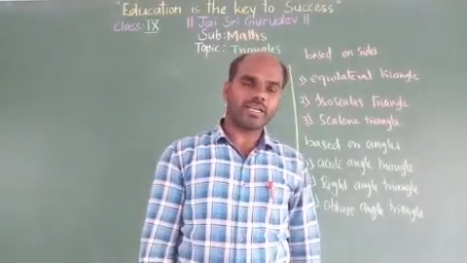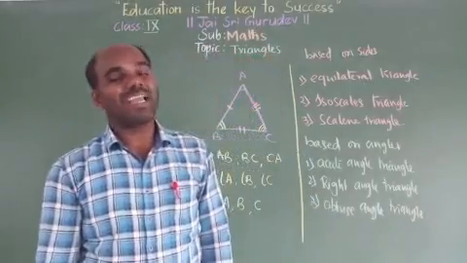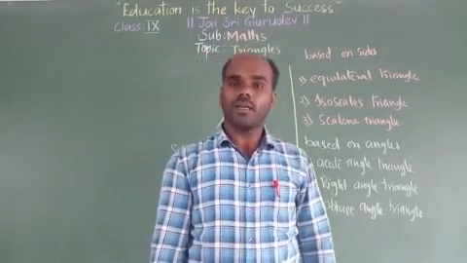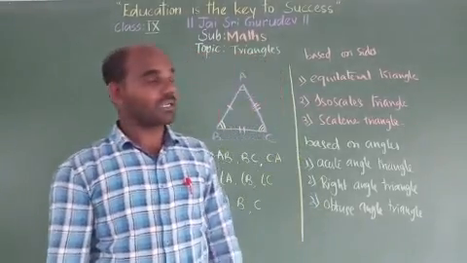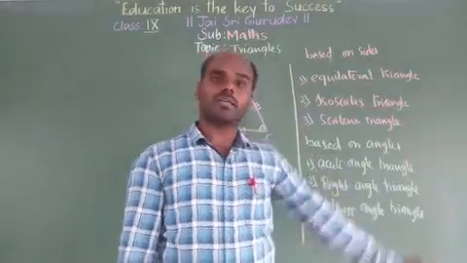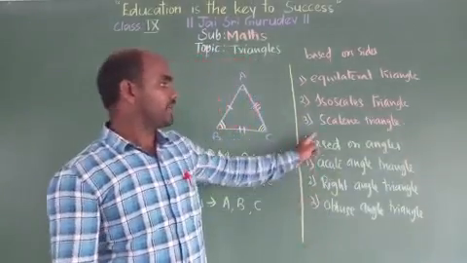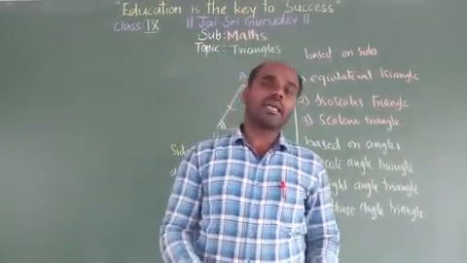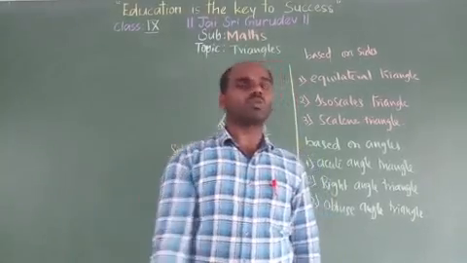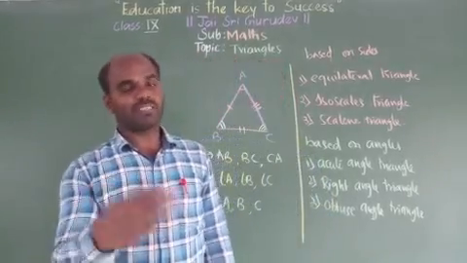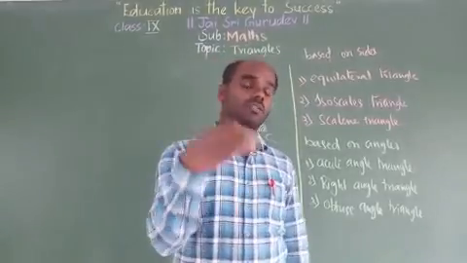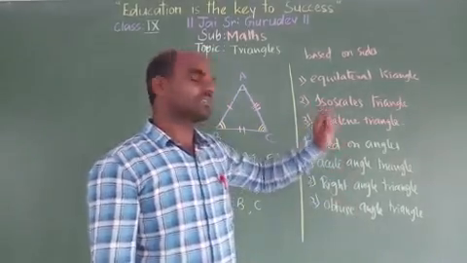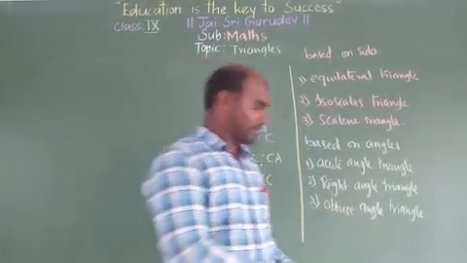Then the second one is the isosceles triangle. What do you mean by an isosceles triangle, children? In a triangle, any two sides are equal. Such a triangle is called an isosceles triangle. And third one, the scalene triangle. Scalene triangle means in a triangle, no side is equal to any other side. Such a triangle is called a scalene triangle.